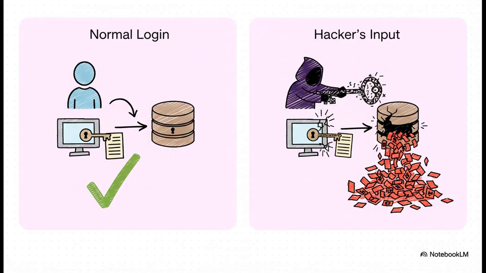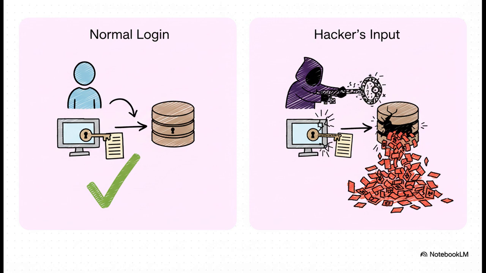So let's look at a real example. Over on the left, you've got a normal, safe login. Somebody types in their name, Susan, and the database query just looks for a user named Susan. Simple, right? But now look at the right. This is the hacker's brilliant little trick. They don't just type a name, they type a single quote, which basically tells the database, hey, we're done with the name now. Then they add a new condition, OR 1=1.